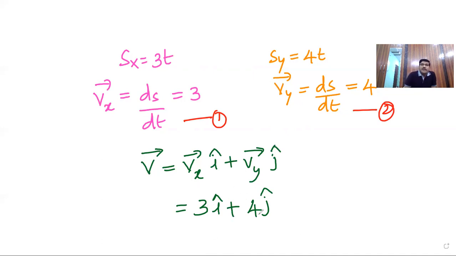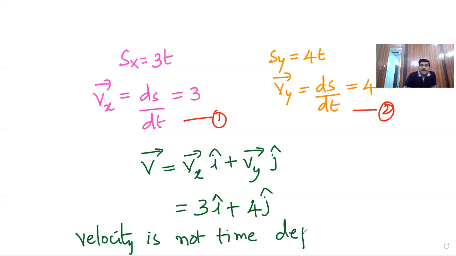Is there any time term here? No time term is really involved. So here I clearly write velocity is not time dependent. There is no time term. So velocity is independent of time here in this expression. Not time dependent.